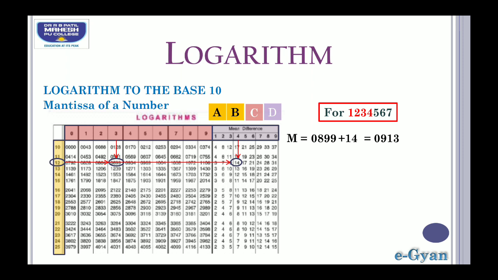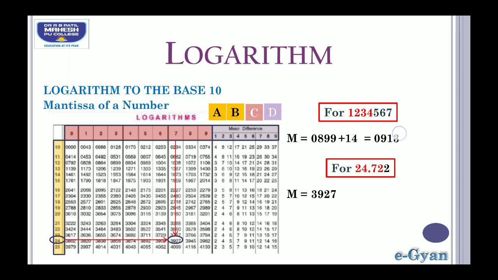Let us try to work out the same for another number. For 24.722, the first four digits are 2472. A is 2, B is 4, C is 7 and D is 2. Now AB together is 24 and C is 7. So we go with the 24th row, 7th column to get the number, which is 3927. So therefore the mantissa is 3927, and the thing is not over.